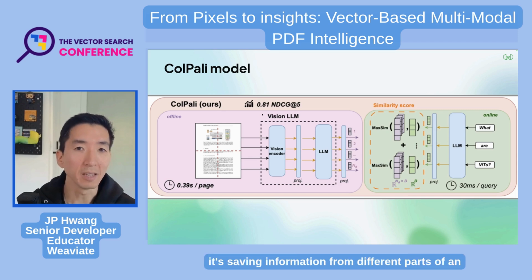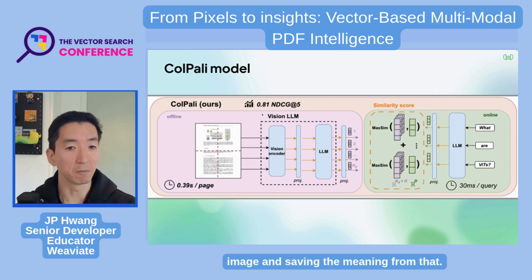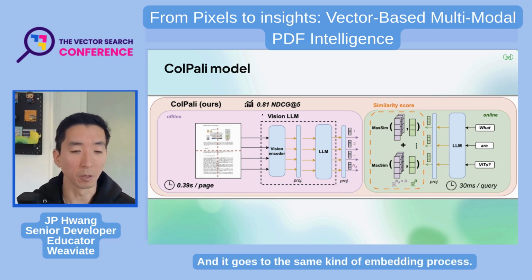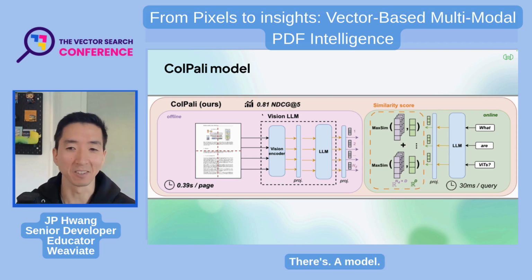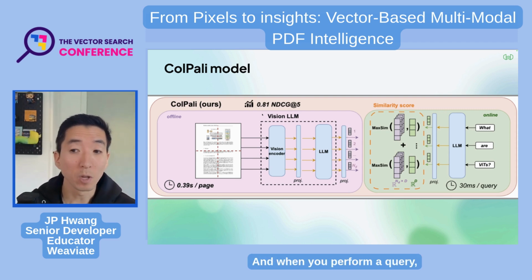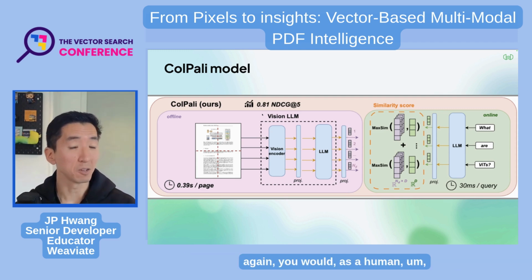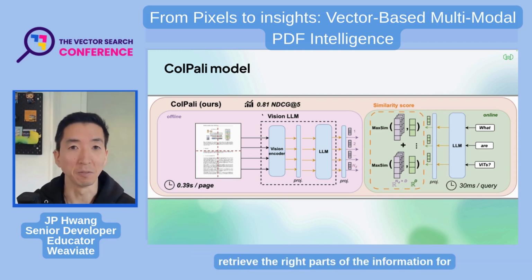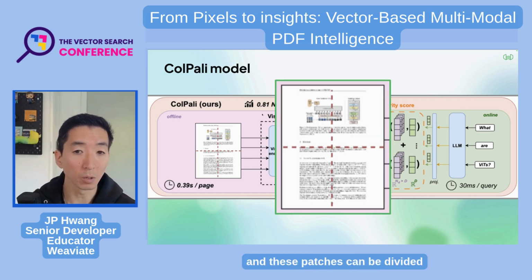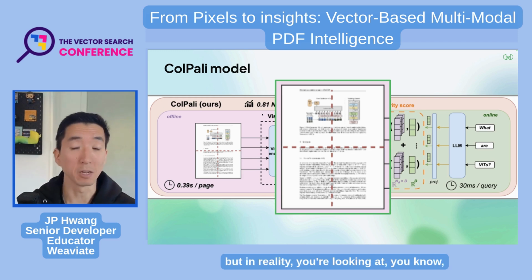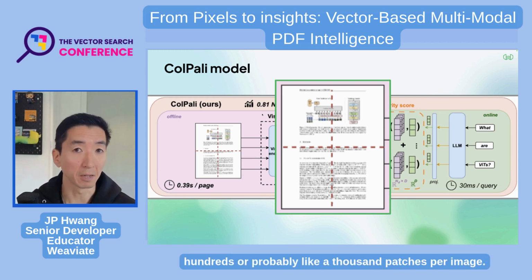In other words, it's saving information from different parts of an image and saving the meaning from that. And it goes through the same kind of embedding process as in your text model. And when you perform a query, it's able to look at all these different parts of an image as, again, you would as a human retrieve the right parts of the information for you. So, and these patches can be divided up.